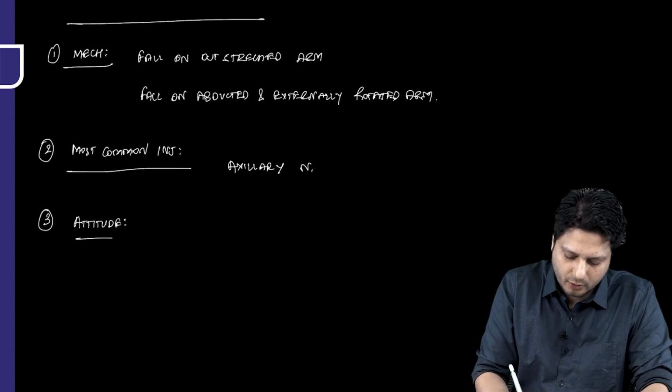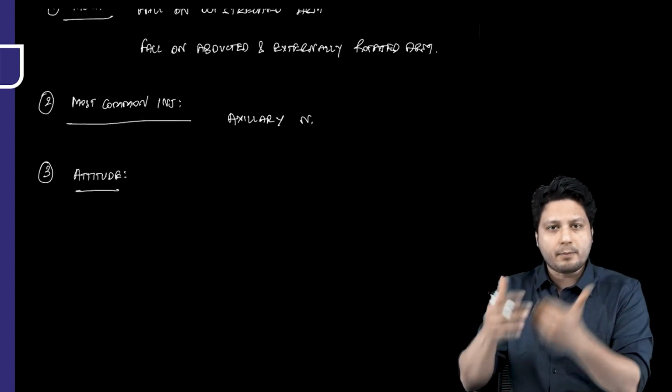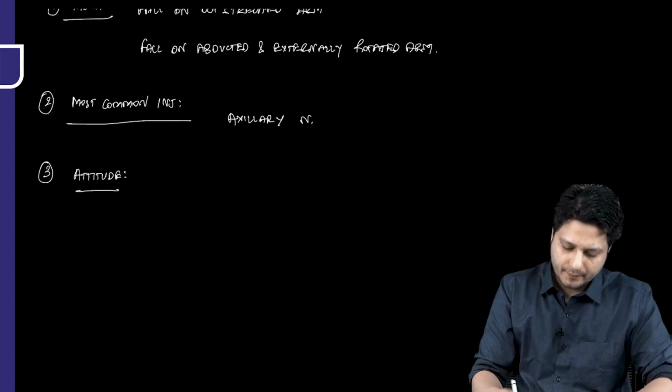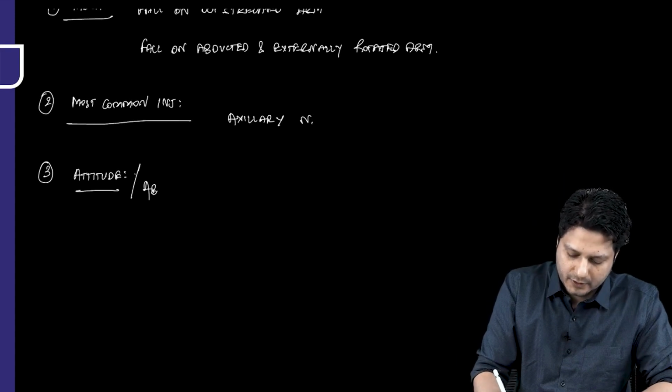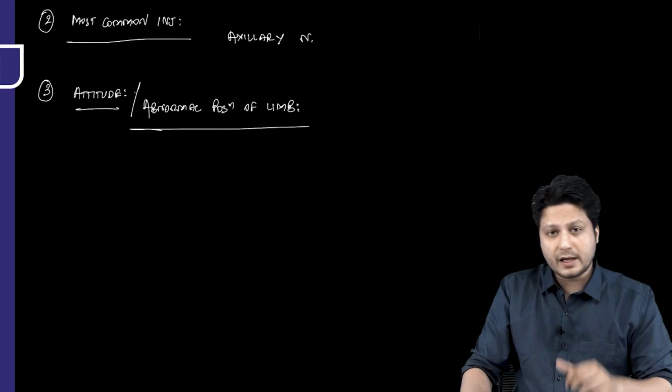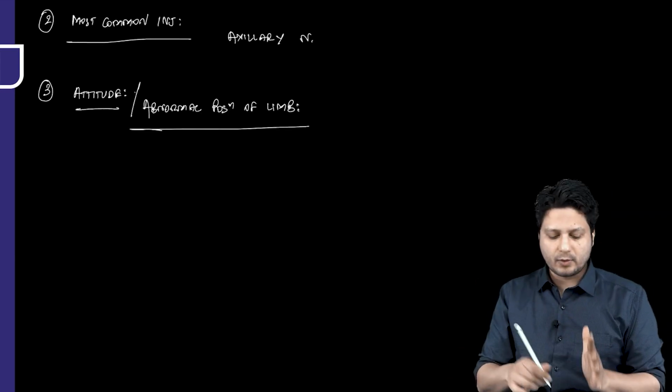Now, point number 3, what is the attitude? As we already came to know, attitude means the abnormal position in which the limb would be kept. So, it is the abnormal position of the limb. Now, just try to understand.